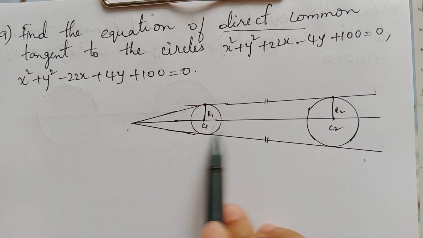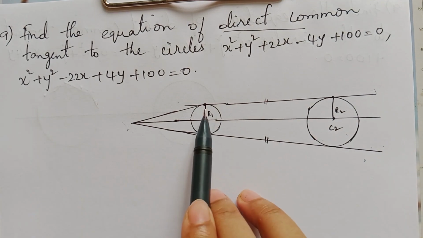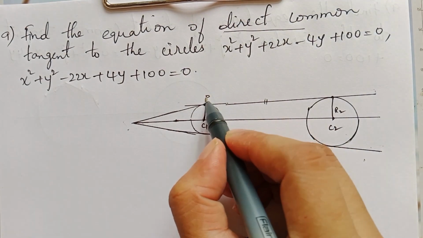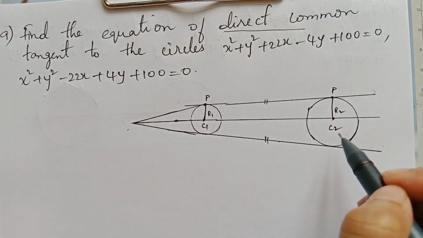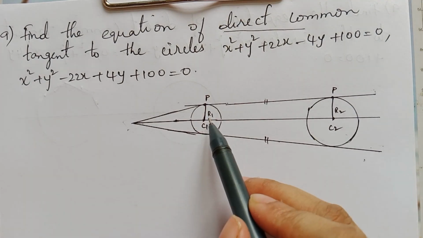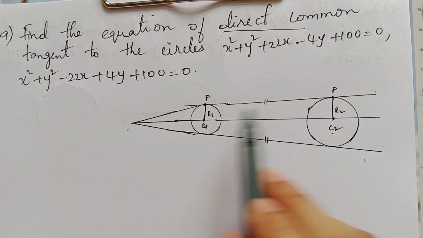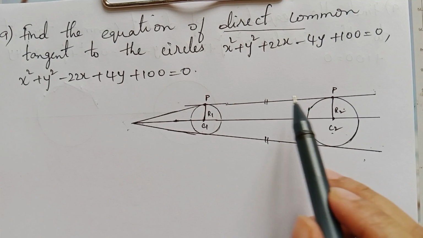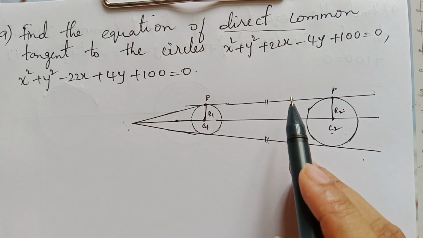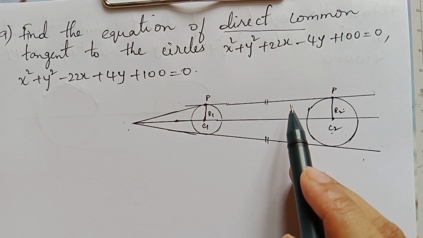So here the centers are c1 and c2 and the radii are r1 and r2. Here will be the point of contact, right? This is the point of contact. So the point of contact P will divide c1c2 in the ratio r1 to r2 externally. Okay, this is external division. We have to do the same as we did in the last problem.